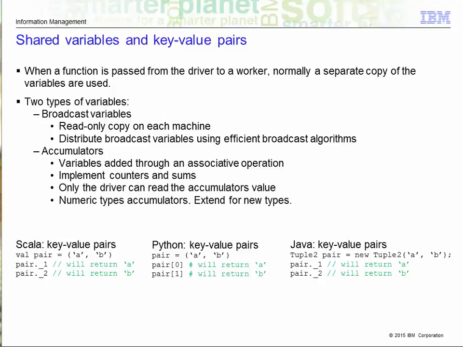Spark attempts to distribute the broadcast variable using efficient algorithms. As an example, broadcast variables can be used to give every node a copy of a large dataset efficiently.